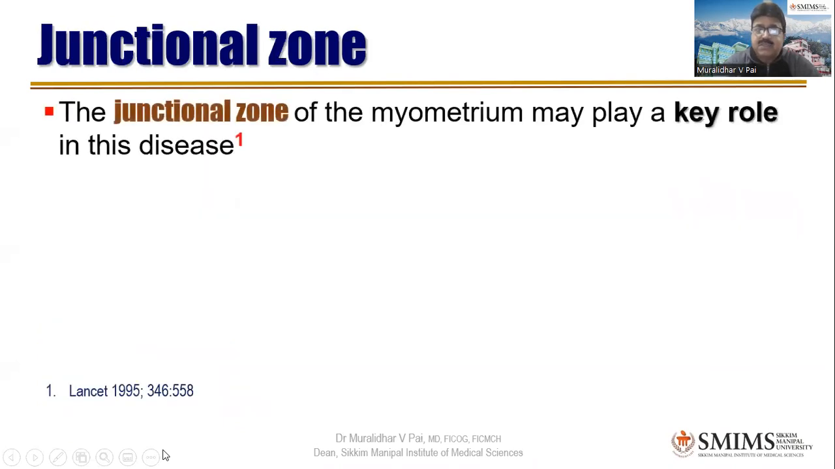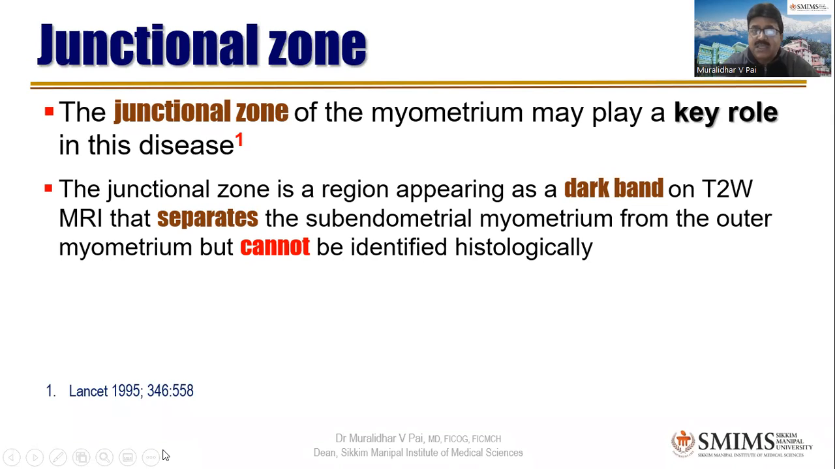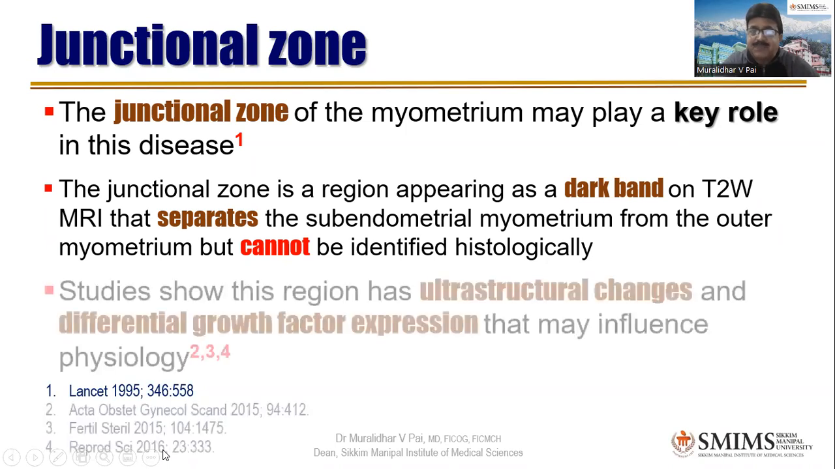There is something called the junctional zone. You know that the junctional zone of the myometrium may play a key role in this disease. Probably everything is supported or supplied from that zone. The junctional zone is a region appearing as a dark band on T2-weighted MRI that separates the subendometrial myometrium from the outer myometrium, but cannot be identified histologically. This is seen only in the T2-weighted MRI.